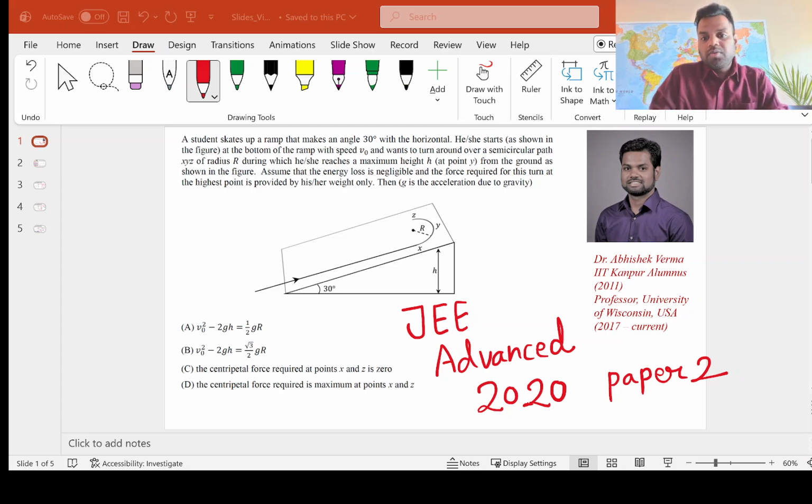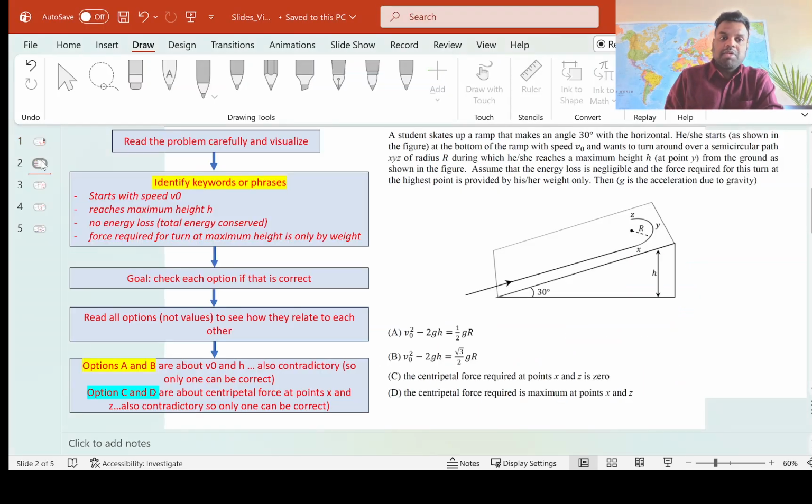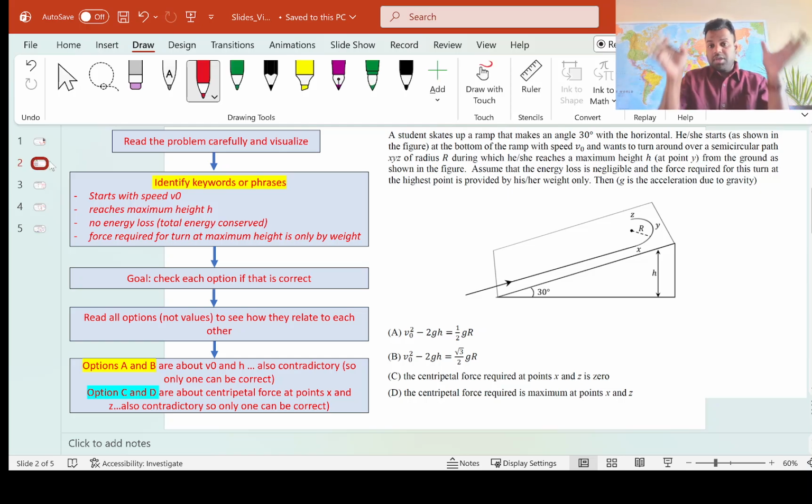In this video, we will work on this problem from Advanced 2020 Paper 2. So first step, let us read the problem and completely visualize the problem, what is happening overall, identify the key points.